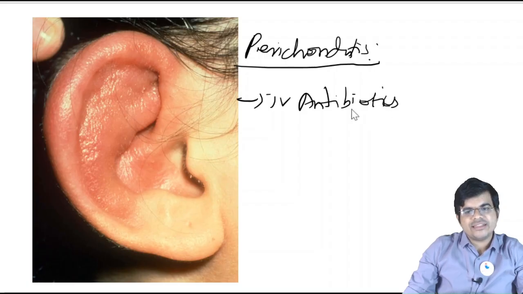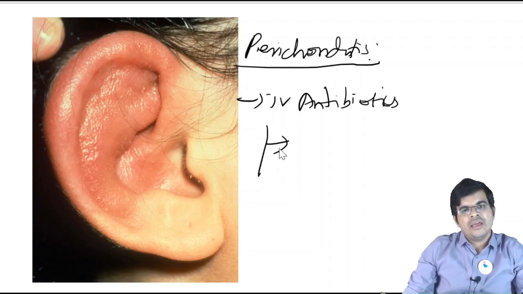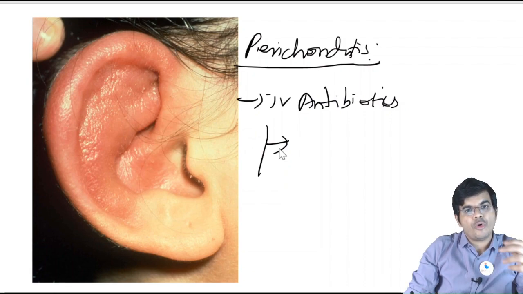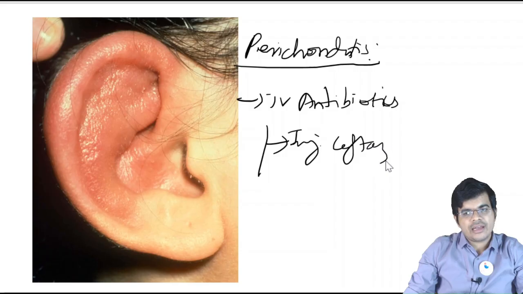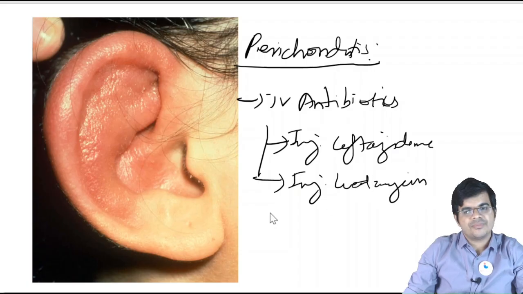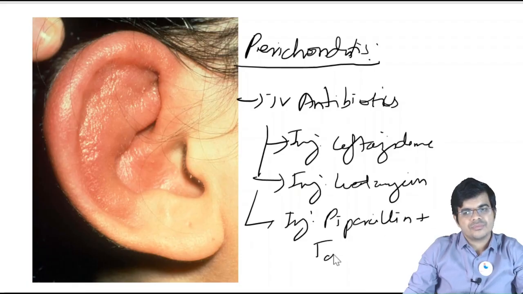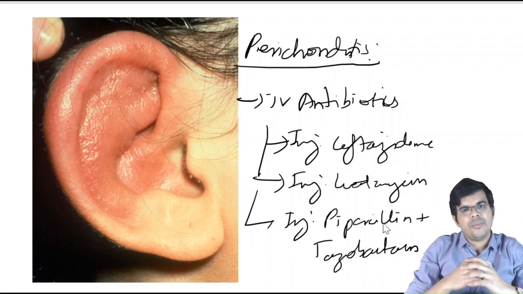Pseudomonas. And what are these antibiotics that are commonly given? One is the injection which is effective against Pseudomonas, that is Fortum. Injection ceftazidime is active against Pseudomonas. Then you can give injection gentamicin, amikacin, and of course injection piperacillin plus tazobactam. All these antibiotics can be given.